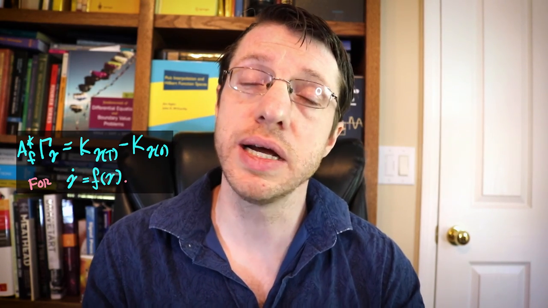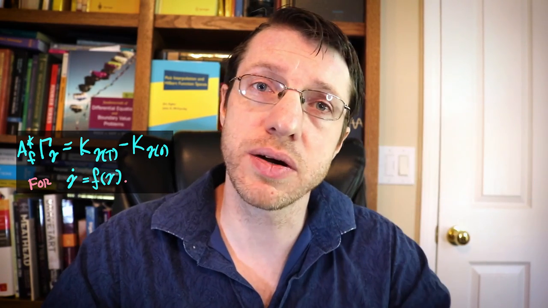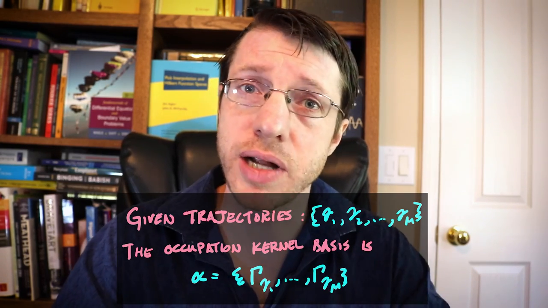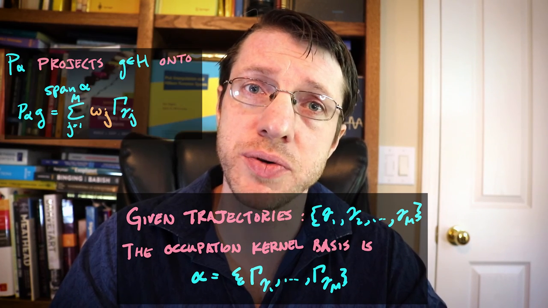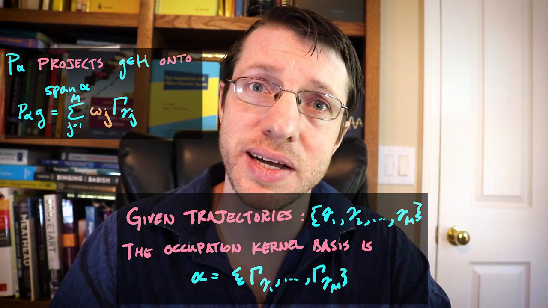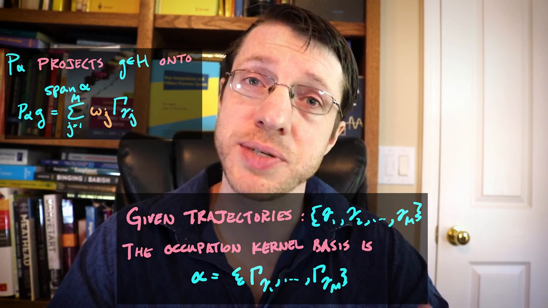So what you could do is do everything using this adjoint relation on your occupation kernel to get a finite rank representation for your Liouville operator. But in this case, and what I'm going to present here, we're going to do it in the forward direction. We're going to use the occupation kernel basis, apply the Liouville operator to them, and then ultimately project back down onto this occupation kernel basis. This is going to give us a nice finite rank representation of our dynamical system that is represented as a matrix acting on our occupation kernels.